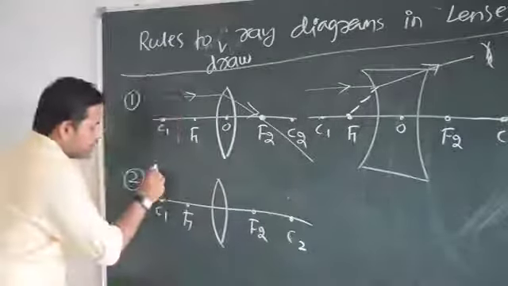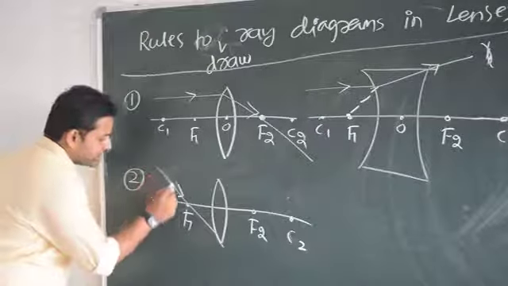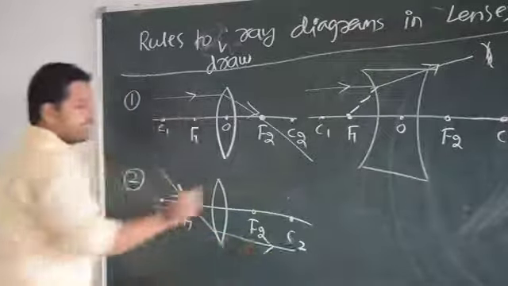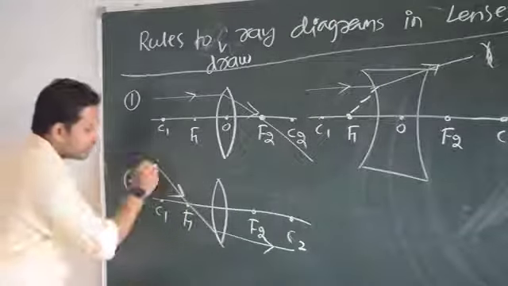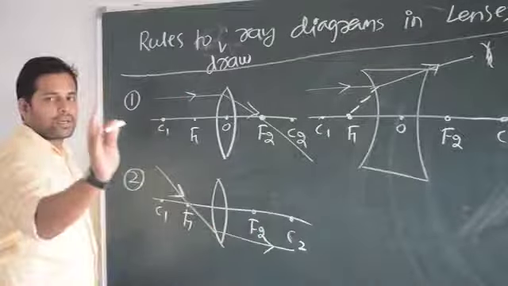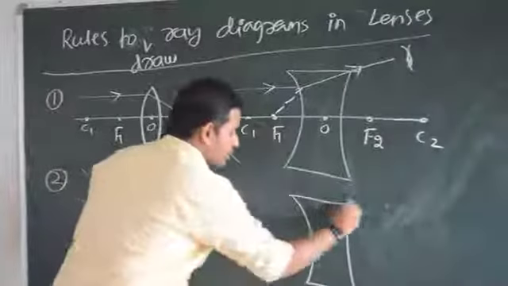If any ray of light is passing through the principal focus, then after refraction it will be parallel to the principal axis. A ray of light passing through the principal focus, after refraction, is parallel to the principal axis. The same is the case with a biconcave lens also. Let us see here.